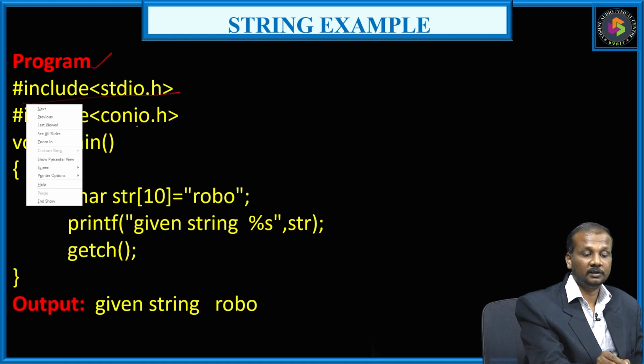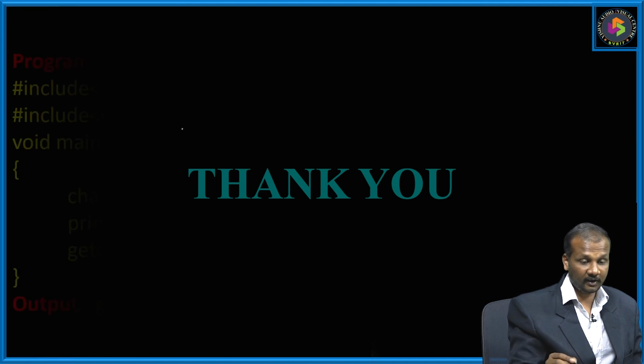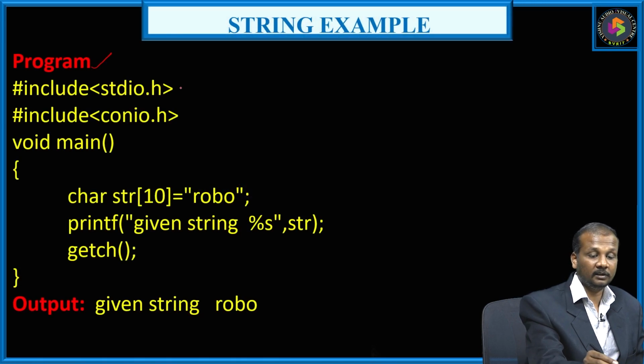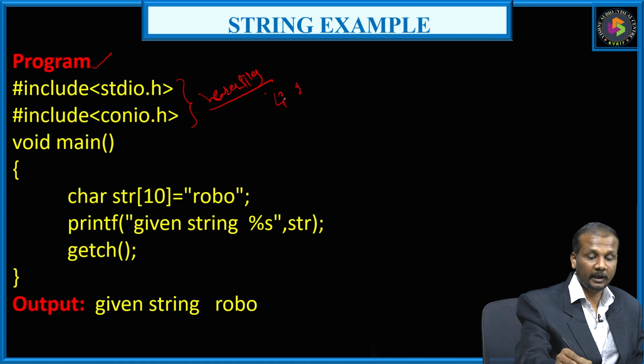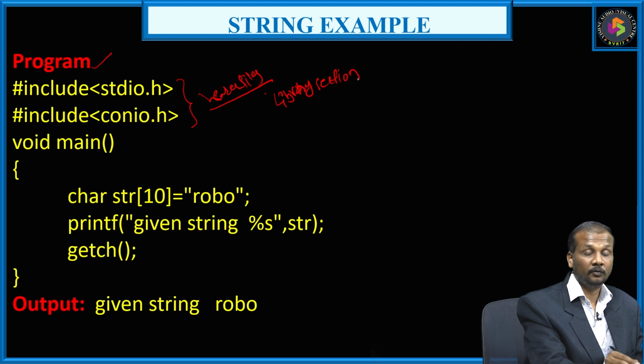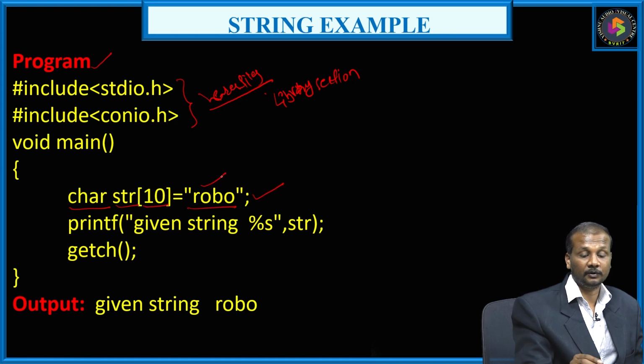Now an example string program. #include <stdio.h> and #include <string.h>, these are the header files. This is the library section. This is the main function, void main. What is the syntax of strings? char str[10]. I have declared only 4 values. What is the size? 4, Robo. printf given string is %s. The output is: given string is Robo.